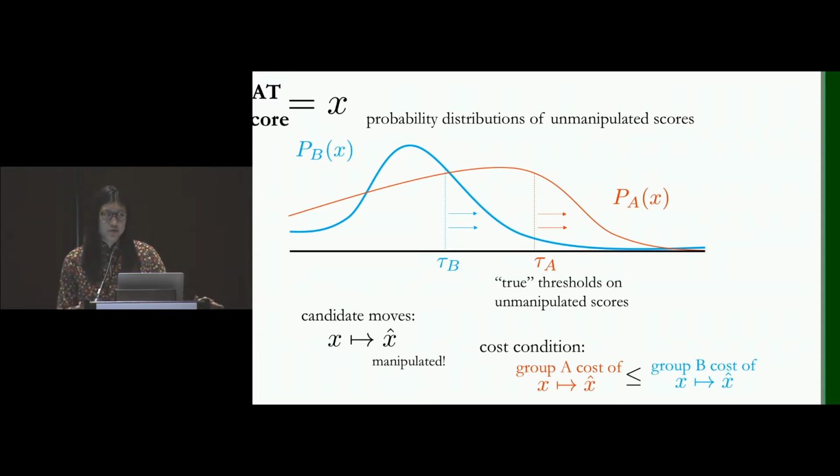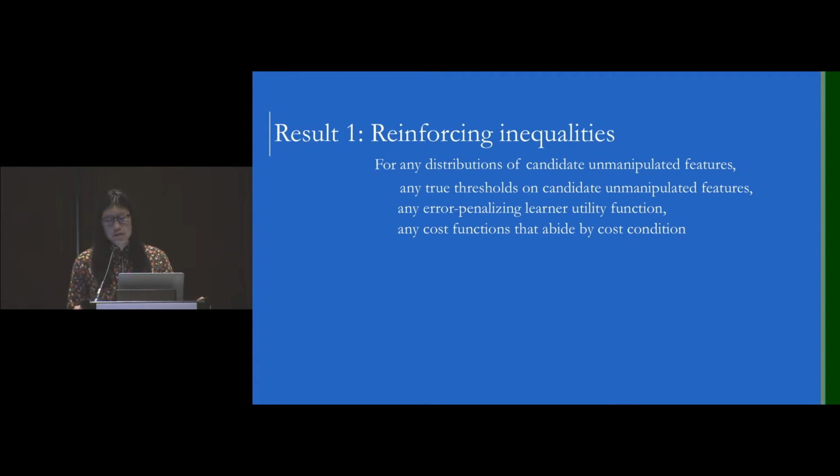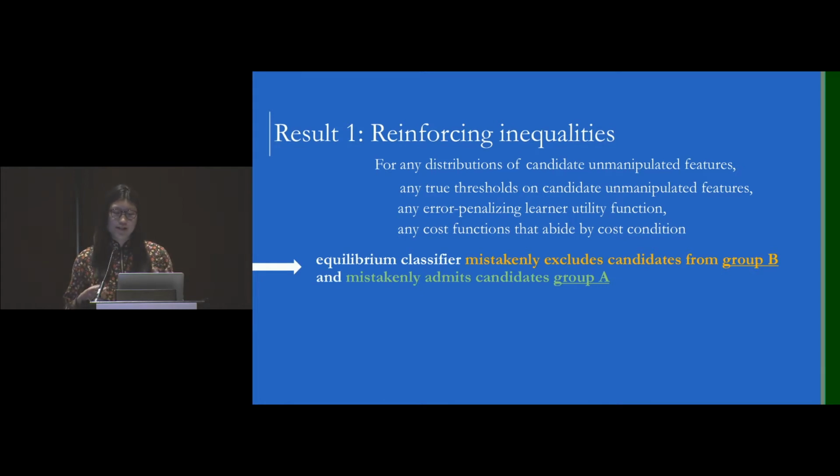So here you might think certain communities have differential access to particular resources. And our first result is a reinforcing inequalities result. It says that under really general conditions, the learner is always going to choose a classifier that exhibits this sort of inequality reinforcing phenomenon. It's going to always mistakenly exclude candidates from the disadvantaged group while mistakenly admitting candidates from a more advantaged group. So let me quickly walk through some of that intuition for you.